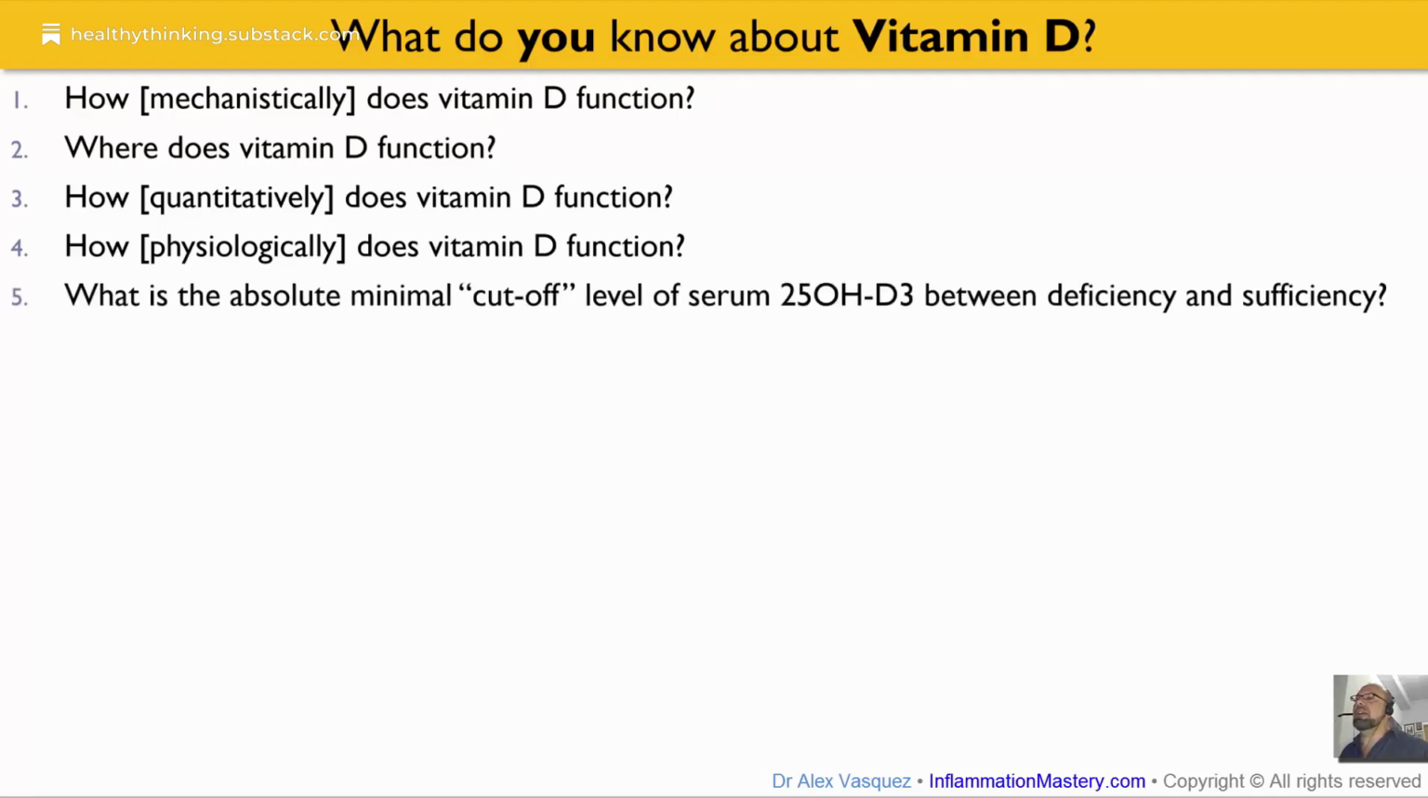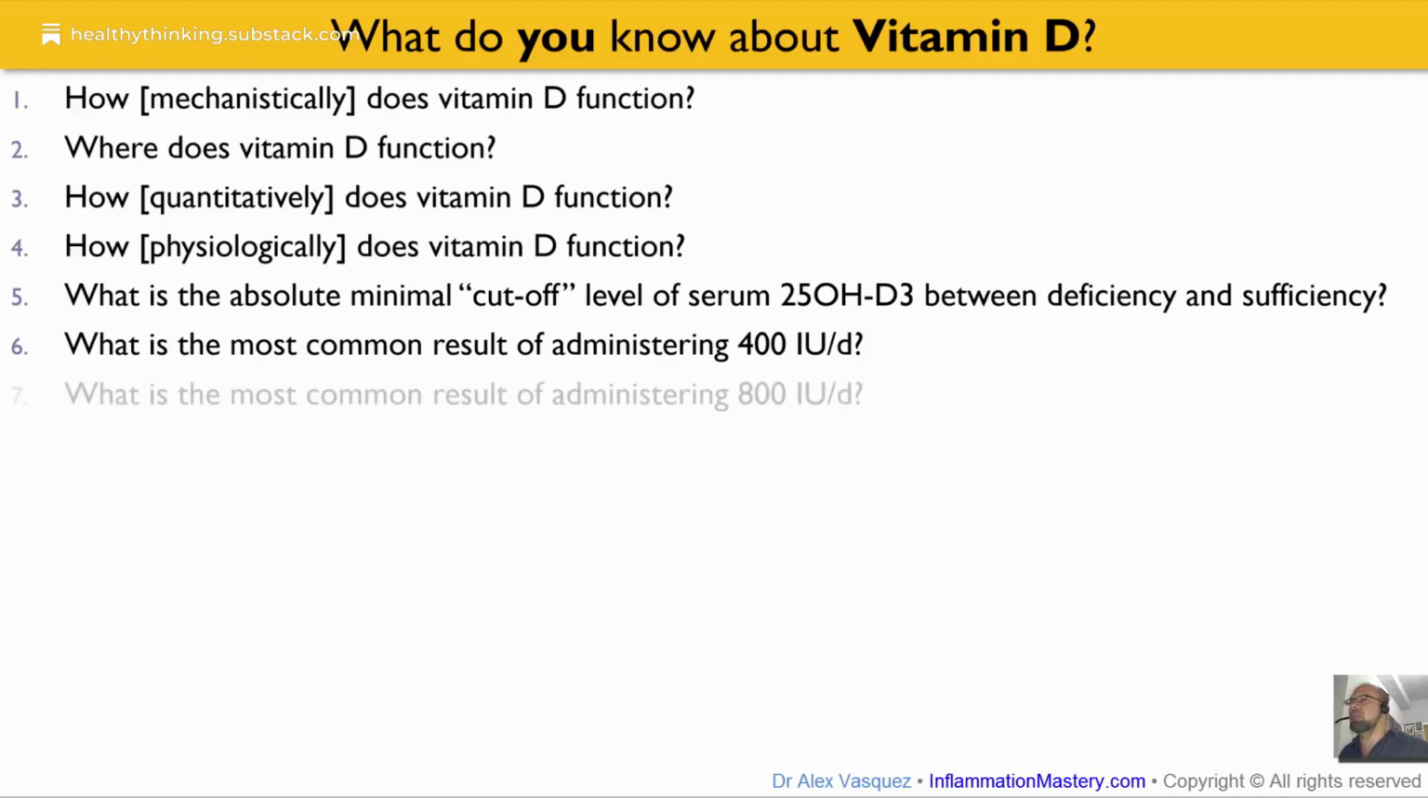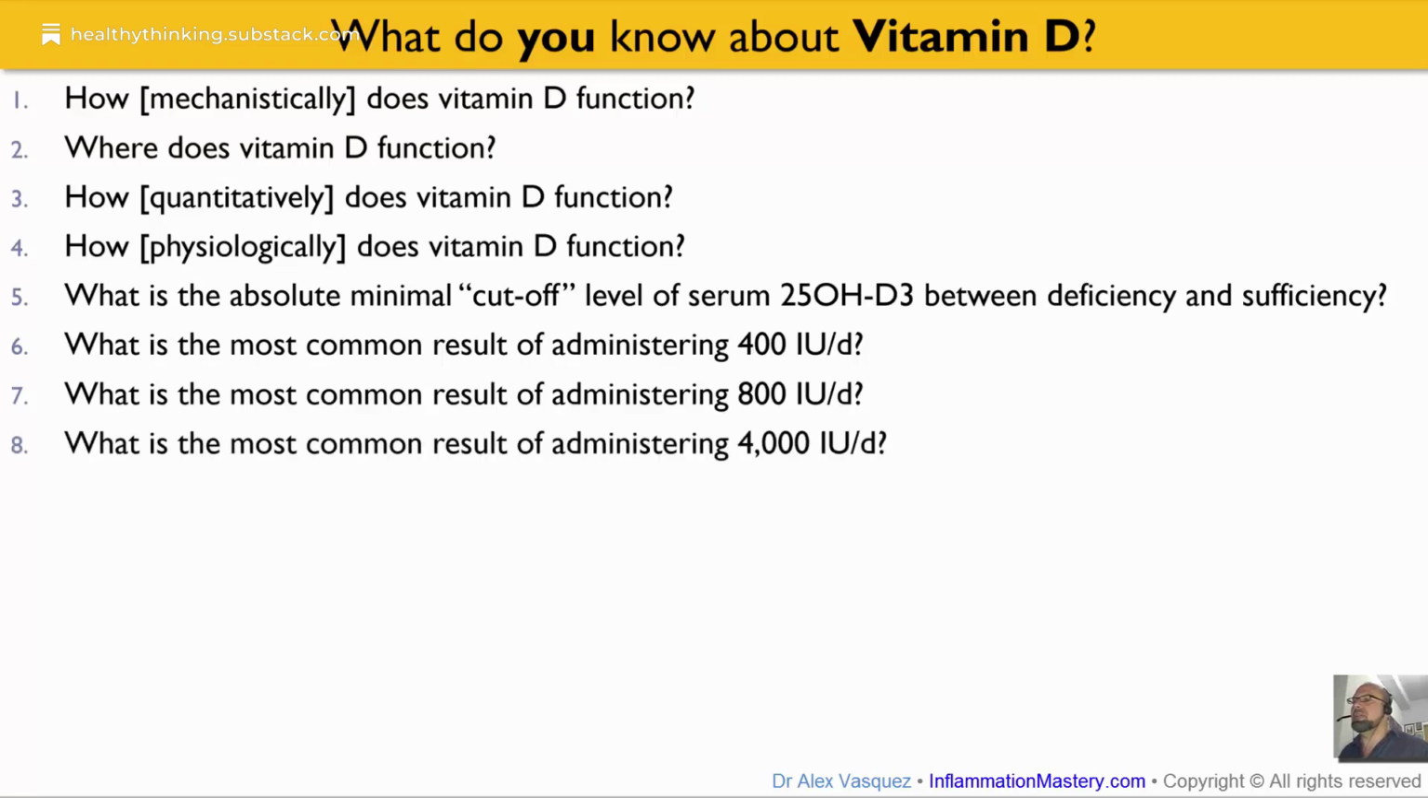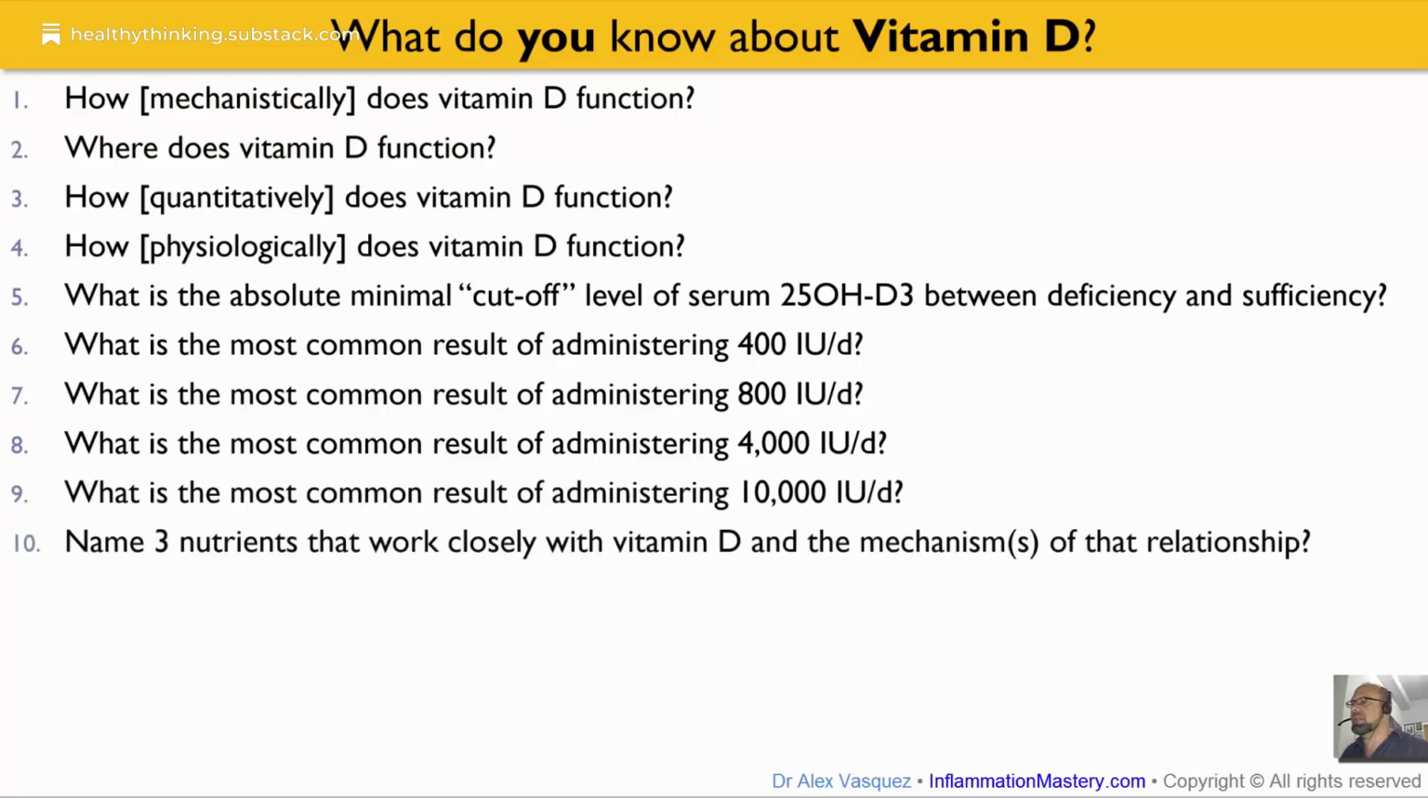What's the absolute minimal cutoff level for serum 25-hydroxyvitamin D3 between deficiency and sufficiency? And just like I said in part 1 video and the part 2 video, we could be off or we could have disagreement within certain percentage points, but let's say within 10 or 20%, we ought to all be on target and in agreement with what is a good cutoff number for optimal 25-hydroxyvitamin D. What's the most common result in adults of administering 400 international units? What's the most common result of administering 800 international units, 4,000 international units, and 10,000 international units?